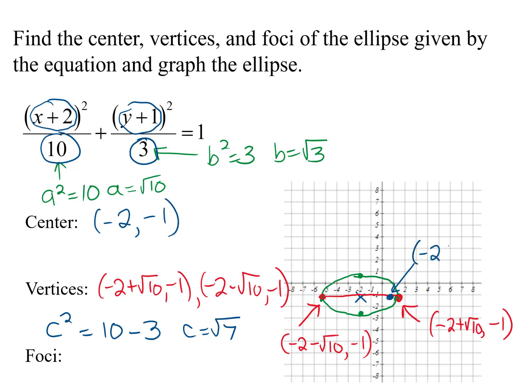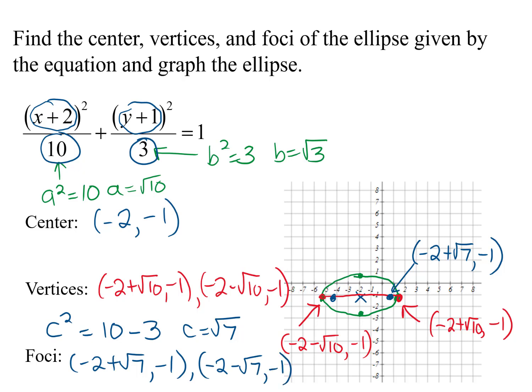And so what did I do? I started at -2, and I added the square root of 7, and I didn't change the y value. So my first focus is -2 plus square root of 7 and -1. Then to get the other focus, I start at the center of -2, and I go to the left by square root of 7, which is about 2.6. And I put that one on. So I start at the center value of -2, and I take away square root of 7, and then I'm still at the same y value. So there's my other focus.